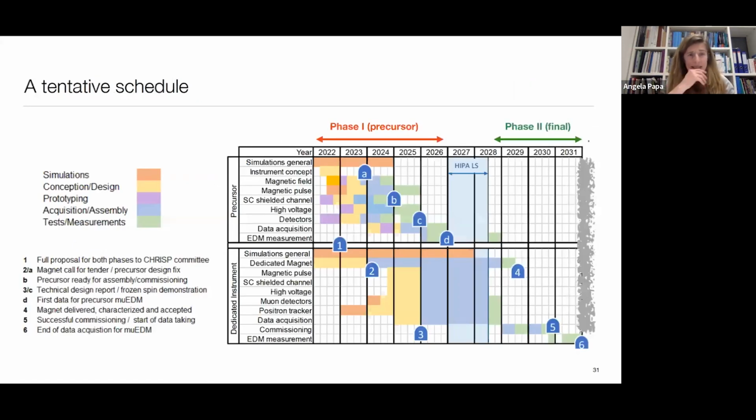This is the tentative schedule that we have. We are in the so-called phase 1 with the precursor, whose final aim is proving that we are able to do this frozen spin technique, and eventually also putting out some very preliminary results from a very short data taking. This would be crucial, and it is going to happen before the long shutdown that PSI will have in 2027 and the first part of 2028. During the shutdown, this will allow us to prepare the detector in its final version for the so-called phase 2.